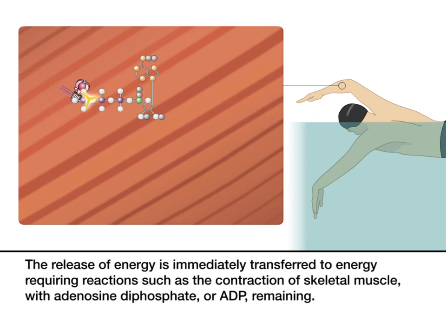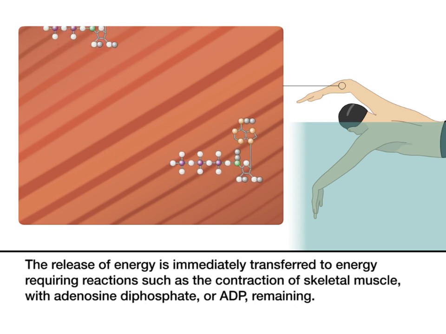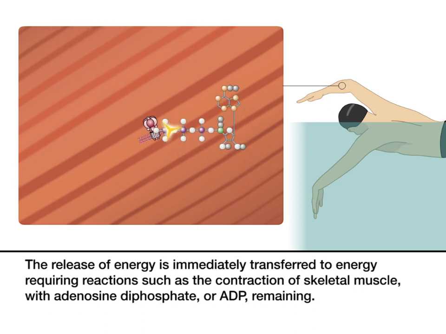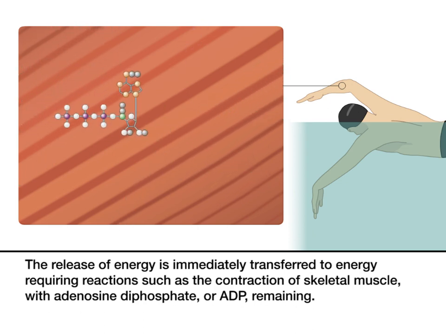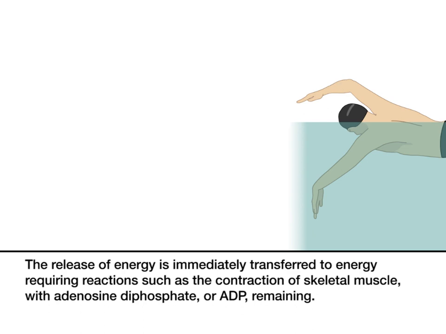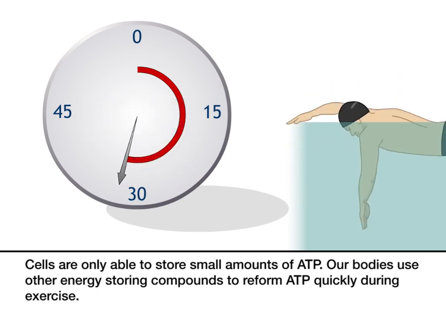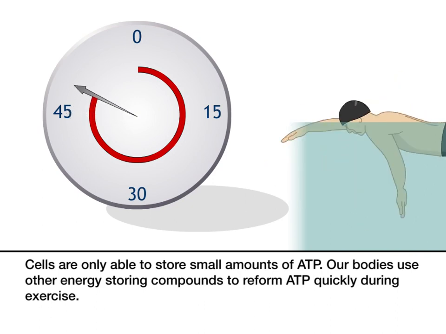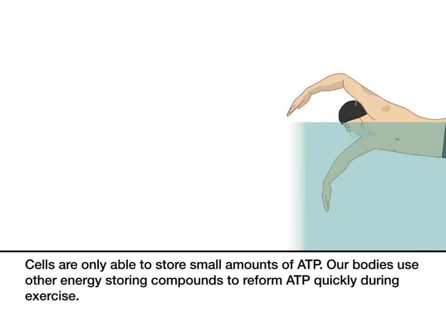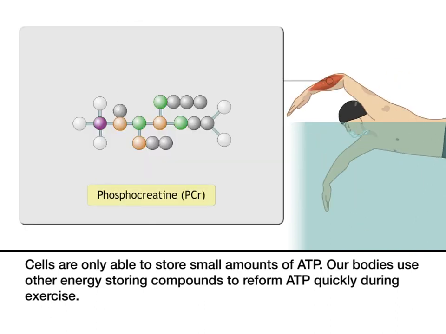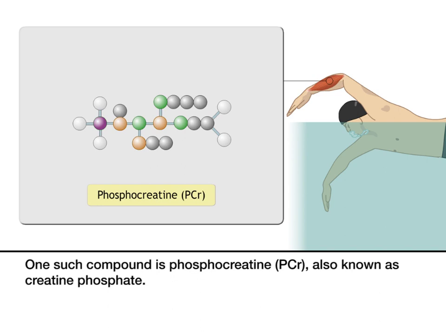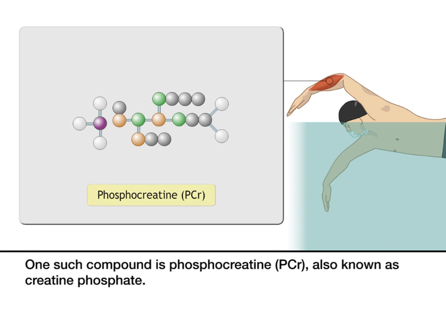The release of energy is immediately transferred to energy-requiring reactions, such as the contraction of skeletal muscle, with adenosine diphosphate, or ADP, remaining. Cells are only able to store small amounts of ATP. Our bodies use other energy-storing compounds to reform ATP quickly during exercise. One such compound is phosphocreatine, PCR, also known as creatine phosphate.